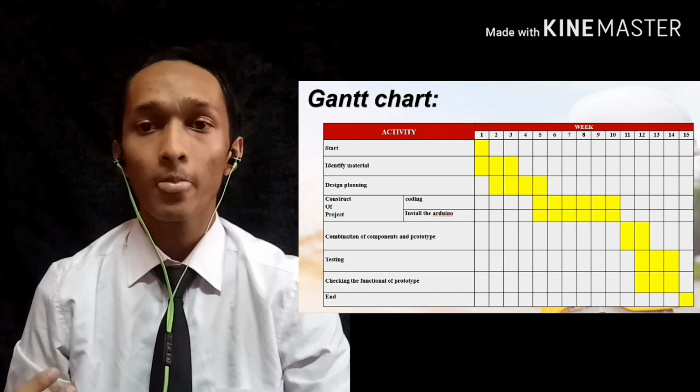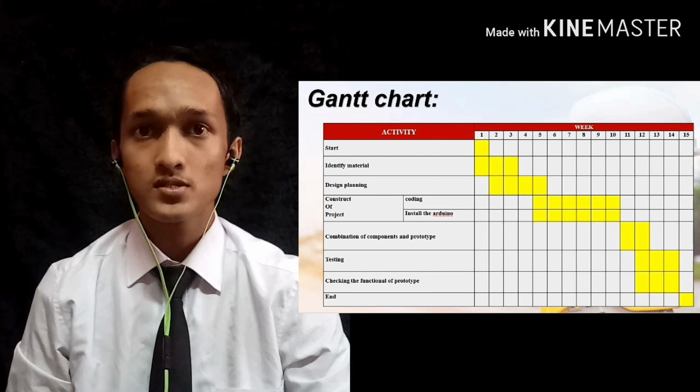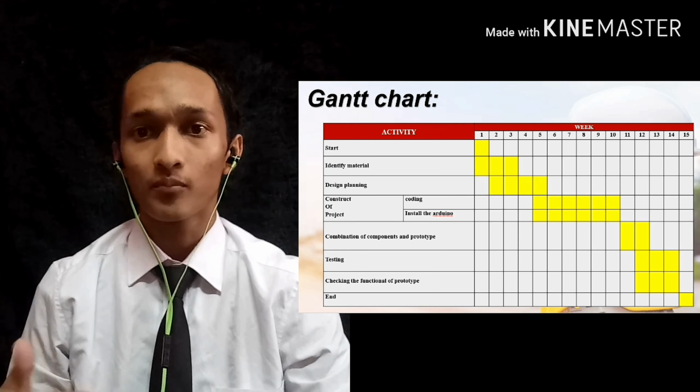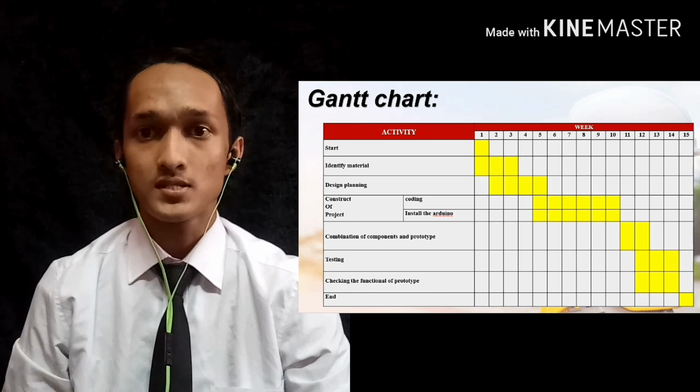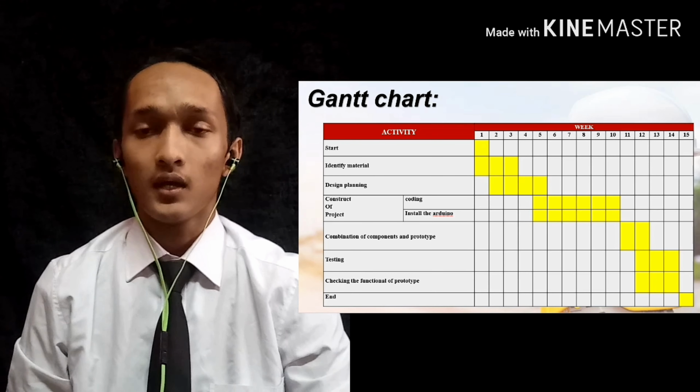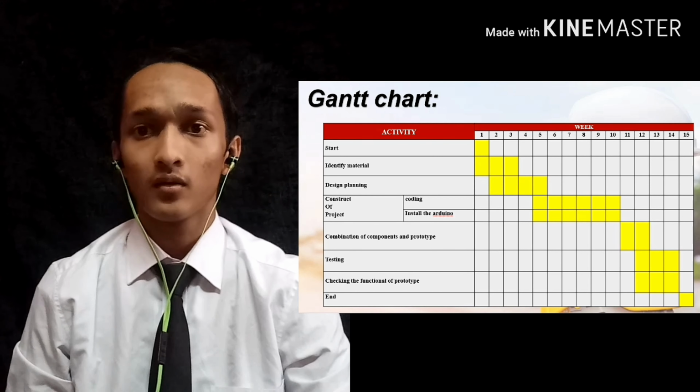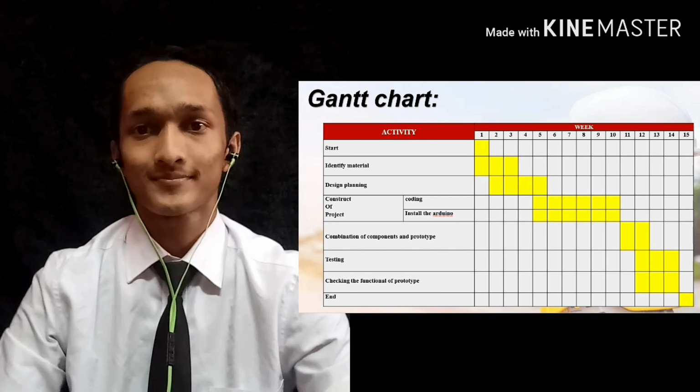And next, testing will take about 3 weeks. And then checking the functional of prototype, which is 3 weeks, the same as the testing. And the final is the end of our final year project.